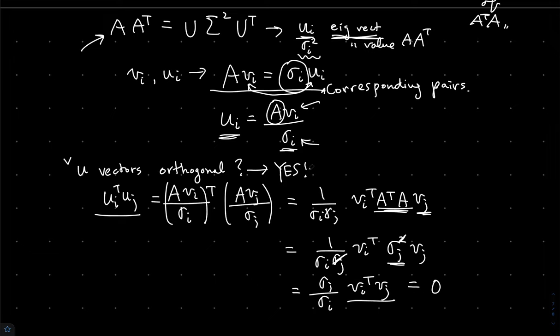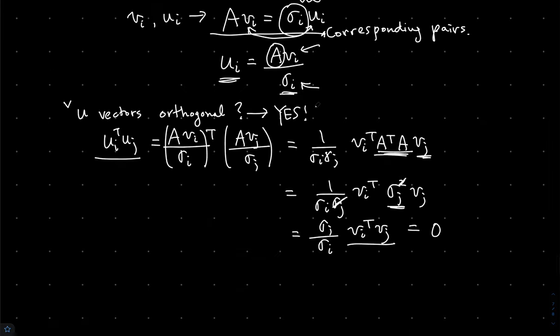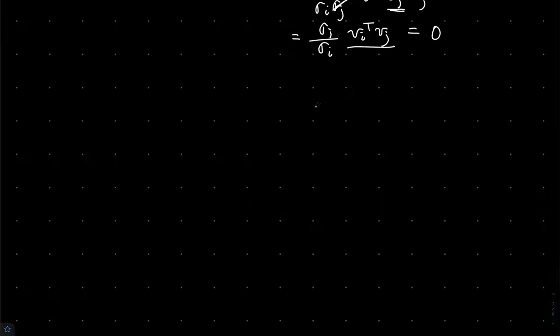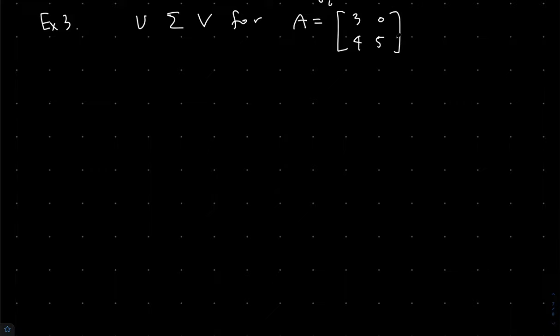All right. So now we finally found out how we can compute the singular value decomposition. So let's look at one example from the text, example 3. Find U, Sigma, V for A equals [3, 0; 4, 5]. So what we do is what I just mentioned.